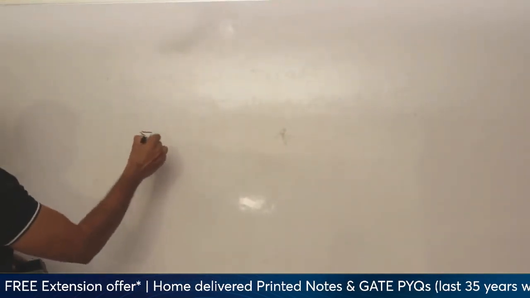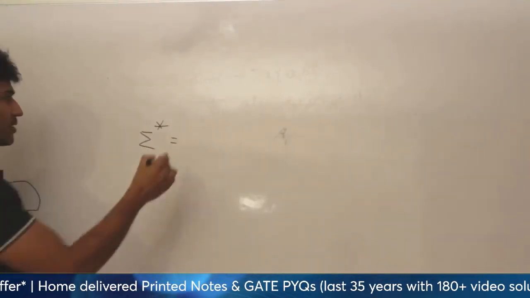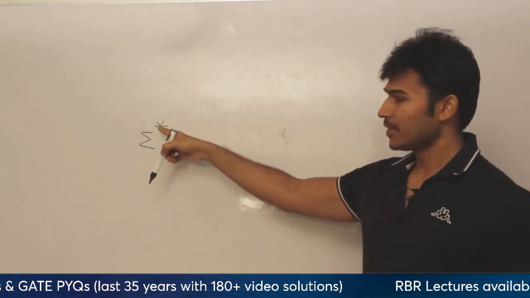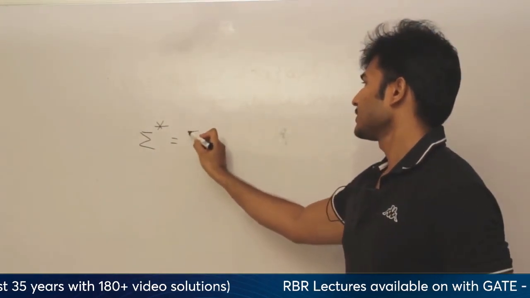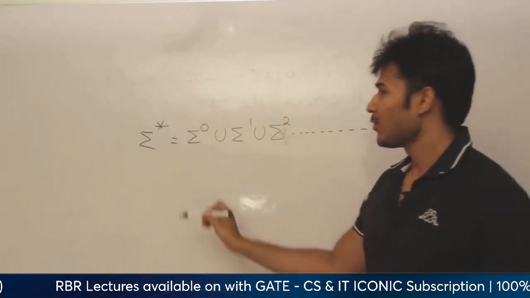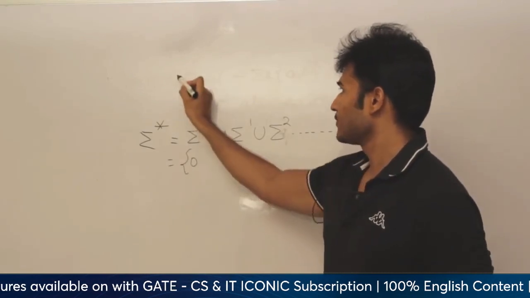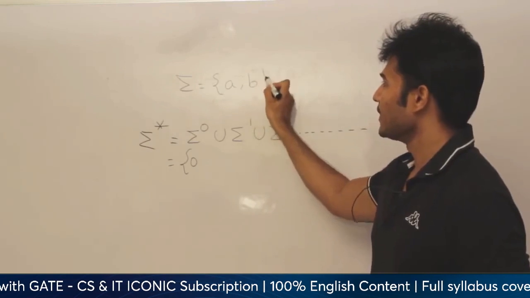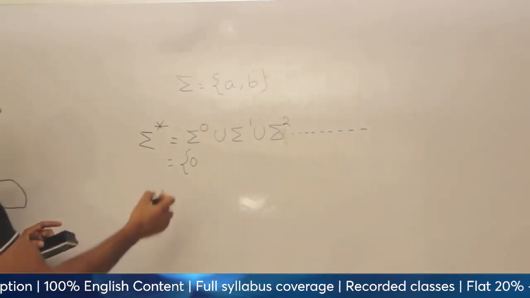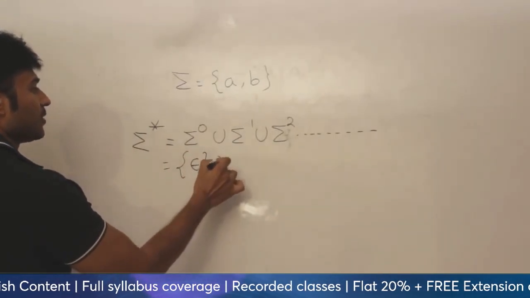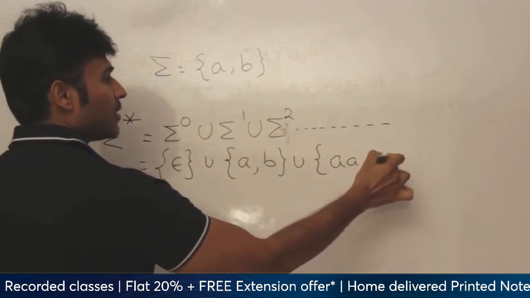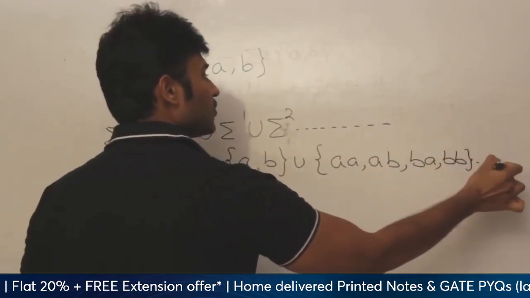Next important concept is sigma star. In place of star, you can substitute any number starting from 0. So sigma star is sigma power 0 union sigma power 1 union sigma power 2, and so on. Sigma power 0 is simply epsilon. Let us define sigma first. Sigma for this question is a, b, and sigma can change from question to question. So sigma star is epsilon union a, b union aa, ab, ba, bb, and so on.